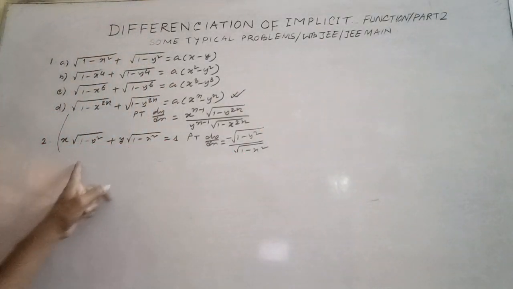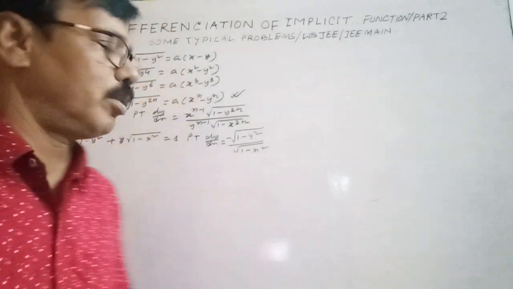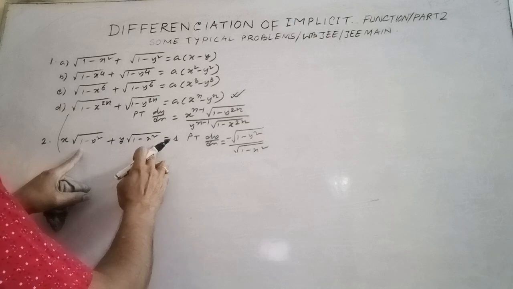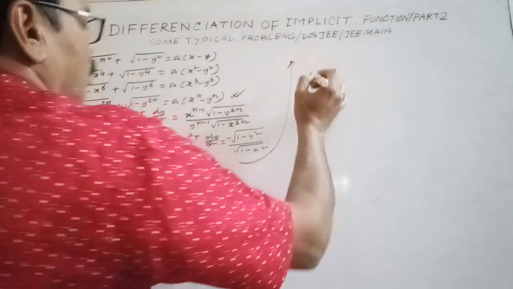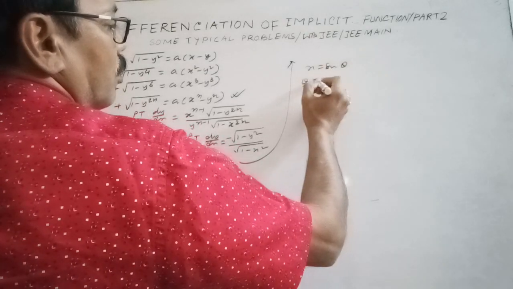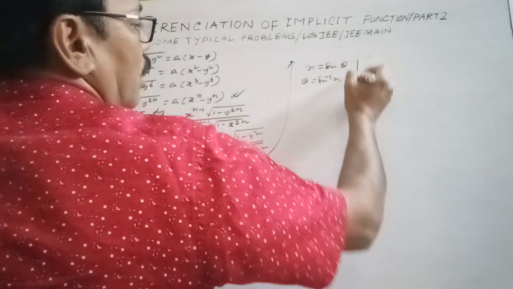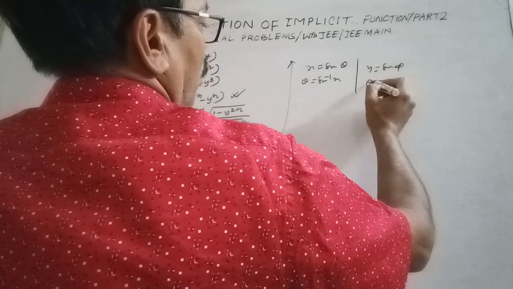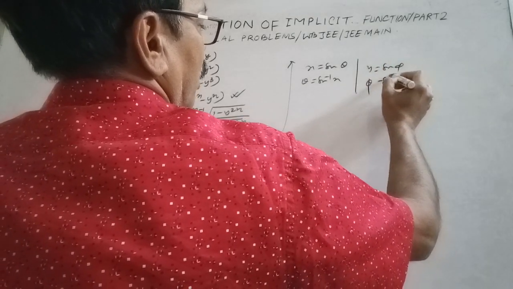Now problem number 2. This is also very simple. We have 1 minus y square and 1 minus x square. So the same transformation: x equals sin theta, so theta equals sin inverse x, and y equals sin phi, so phi equals sin inverse y.